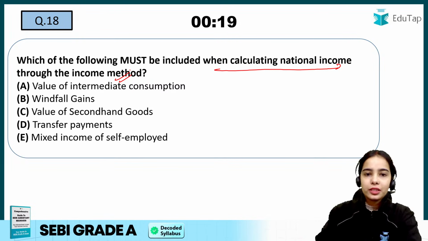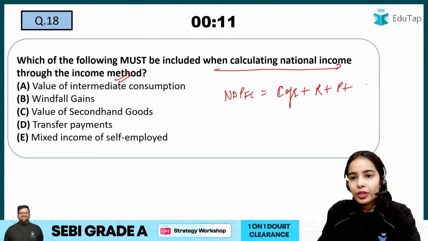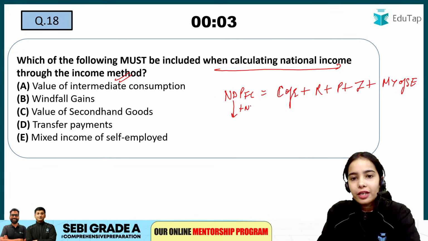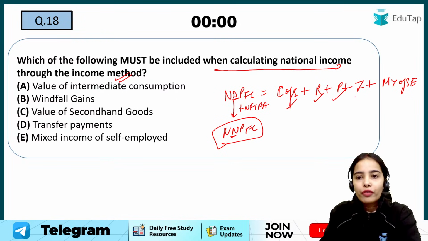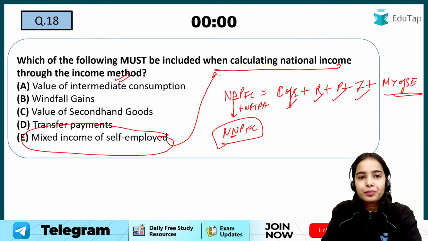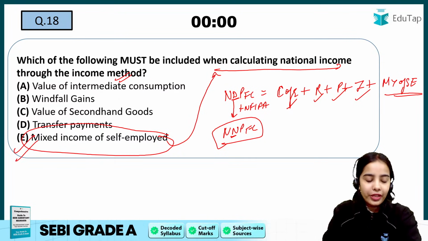So basically, the income method calculates NDP at FC by adding the compensation of employees, the rent plus profit plus interest plus mixed income of self-employed. Okay, then to NDP at FC, add the net factor income from abroad. You will get NNP at FC, that is national income. Domestic to national, add net factor income from abroad. So compensation of employees, rent, profit, interest, mixed income of self-employed. So mixed income of self-employed must be included when calculating national income. So E is the answer. Very good, everyone. E is the answer.